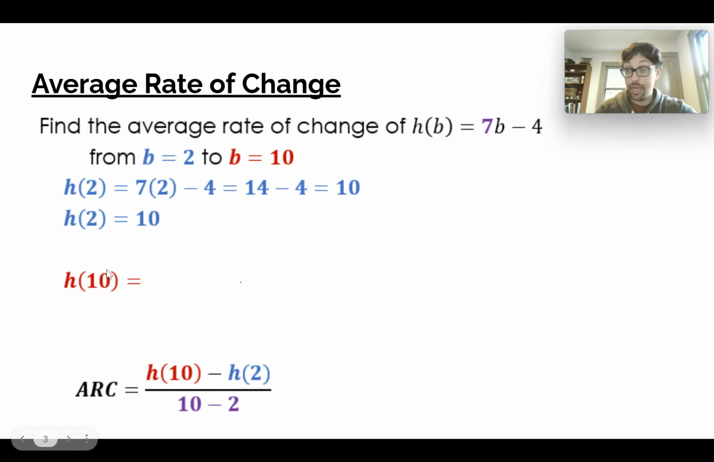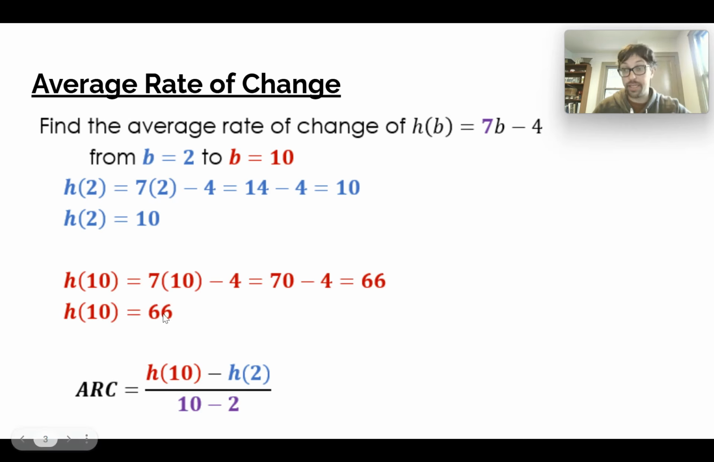And then we want to do h of 10. So what happens when b is 10? What happens when we put a 10 where the b is? So we got 7 times 10, which is 70, minus 4. 70 minus 4 will be 66. So that means h of 10 is going to be 66. So now I know h of 2 and I know h of 10.